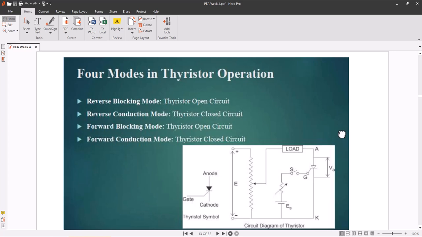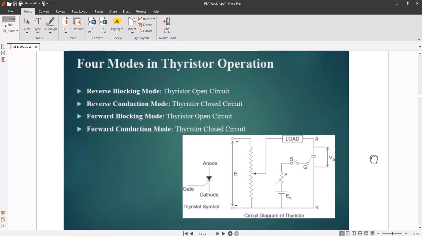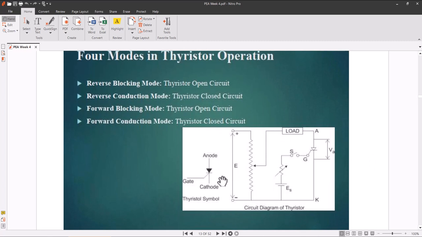Okay, so thyristor closed circuit. This is a circuit. You can see here the anode, cathode and gate. This is the thyristor symbol and thyristor circuit diagram. We have a potentiometer here, with the plus and negative terminals across the battery, and the output is taken from the center point. It is connected to the load, and then there comes the thyristor, and we can switch the thyristor on and off through the switch S.